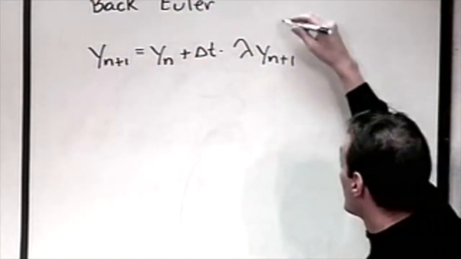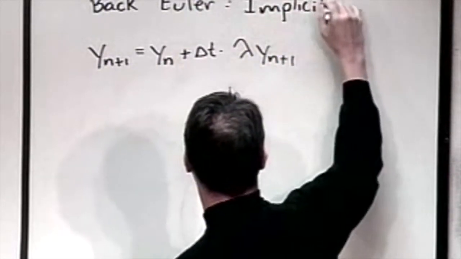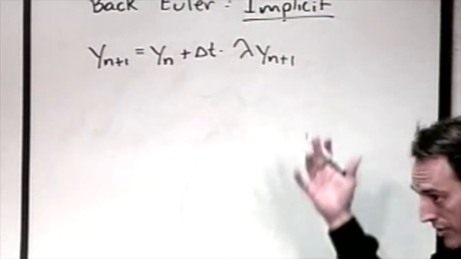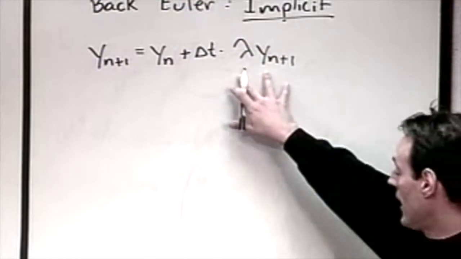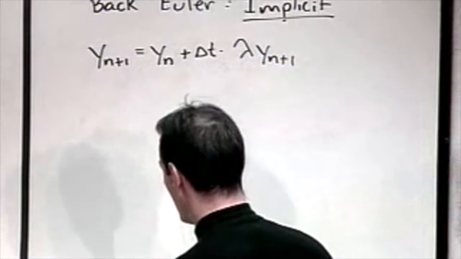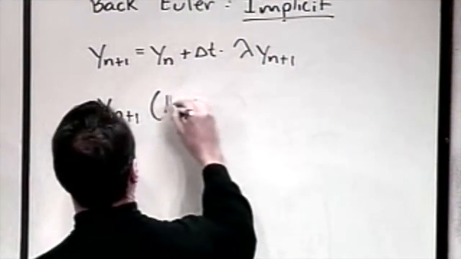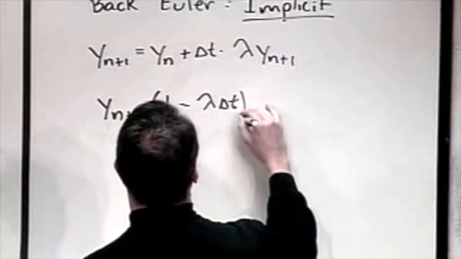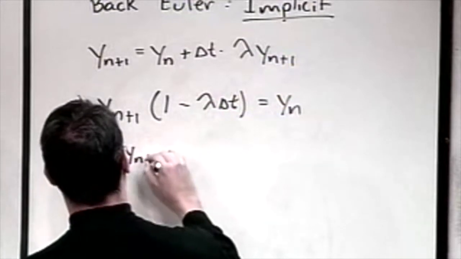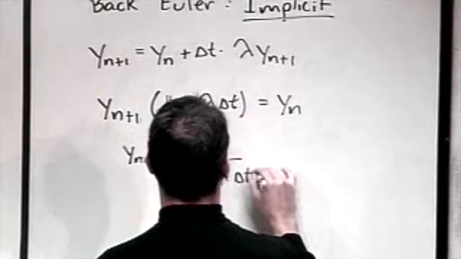Now, remember, this is an implicit scheme. But this implicit scheme is fairly simple for this equation, right? Because I can move this over to the other side, and I can get y of n plus 1. I get 1 minus lambda delta t times y of n plus 1 is equal to y of n. And so in the end, y of n plus 1 is equal to y of n over 1 minus lambda delta t.